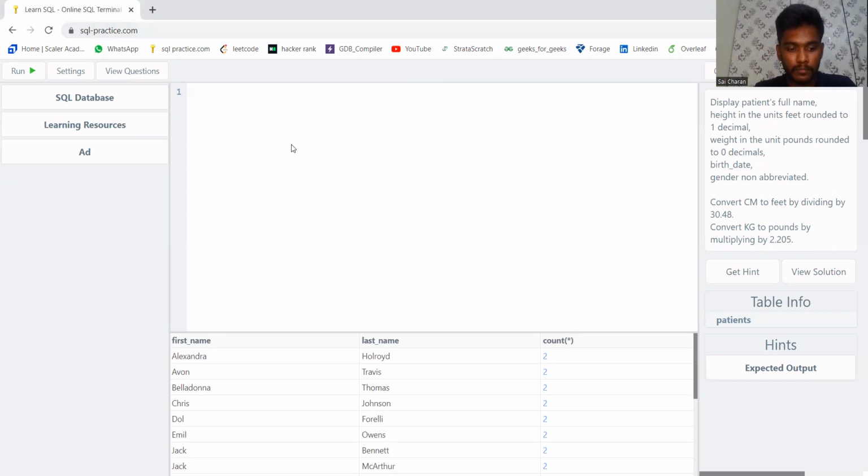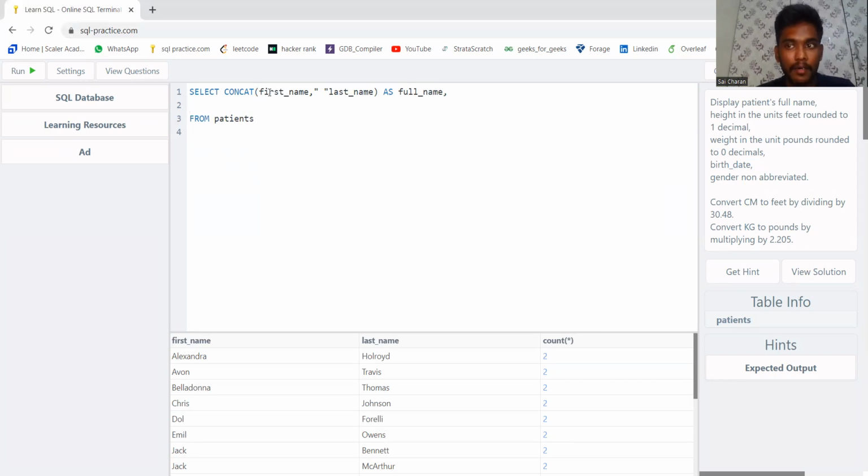So select from which table are we extracting? From the patients table. What's our main goal here? First name. We have done this many times: concat of first name, comma, last name as full name. Now, height in units feet rounded to 1 decimal.